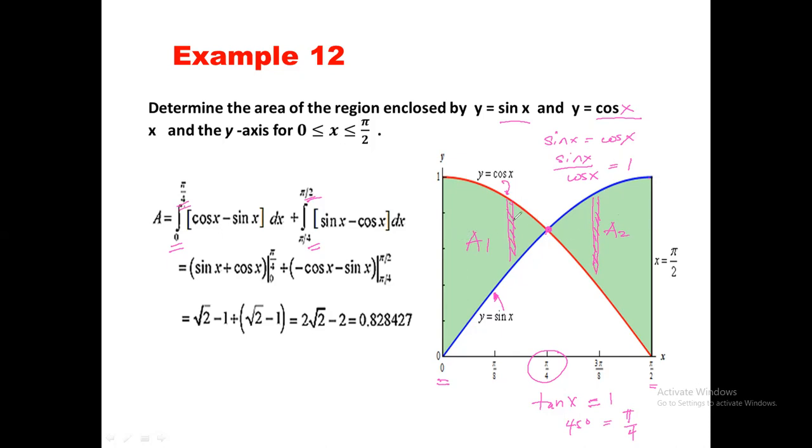So for this one, it would be cosine of x minus sine of x, upper point minus lower point. For this one, it's the other way around. So you have sine of x for the blue curve minus cosine of x for the red curve. Then evaluate your integrals. Then substitute the limits. So you get to see that this is the area, actually the sum of the areas of the green shaded region. Okay? That's how we determine the area.